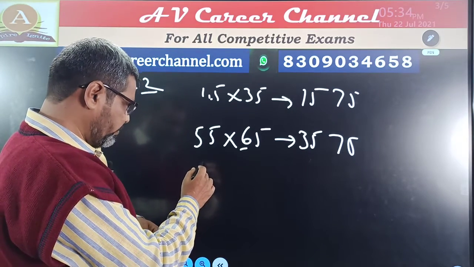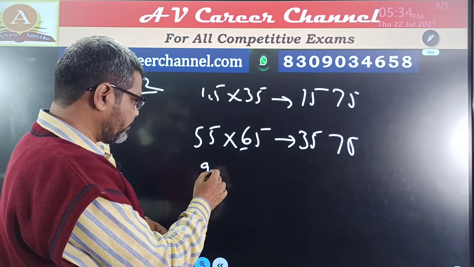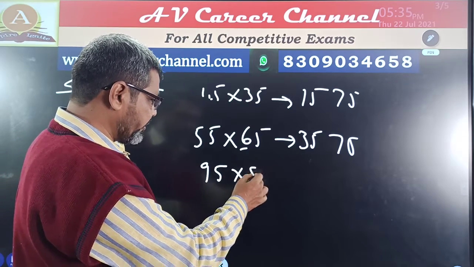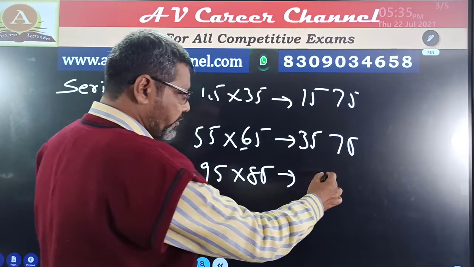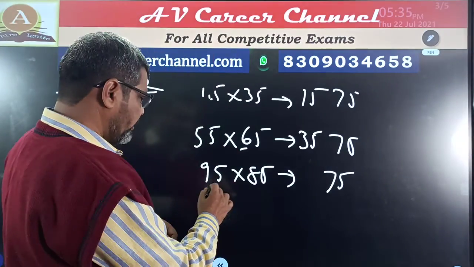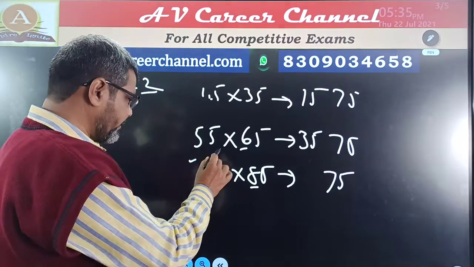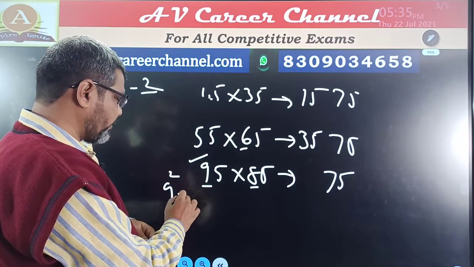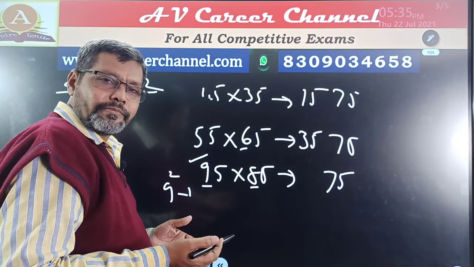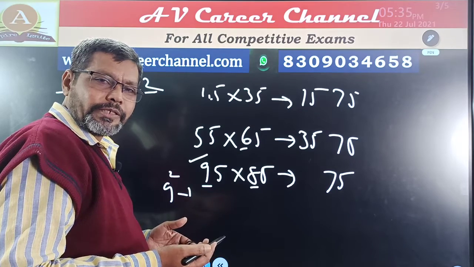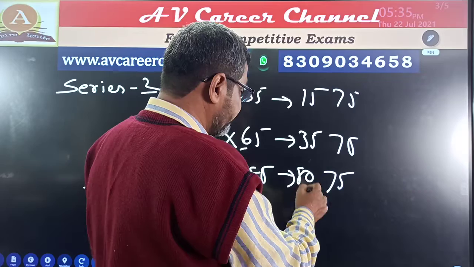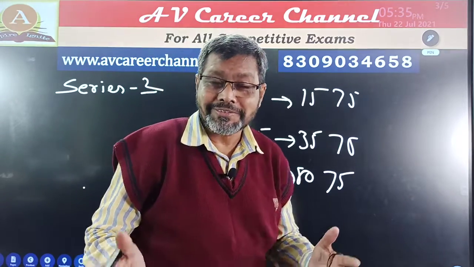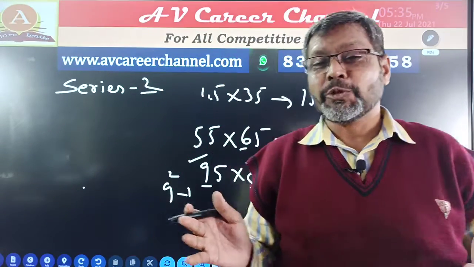For example, 95 into 85. So your 75 as usual. 9, 8, which is the highest? 9 is the highest. So 9 square minus 1. 9 square is 81, minus 1, 80. So that's it, my dears, in a simple way you can do it.